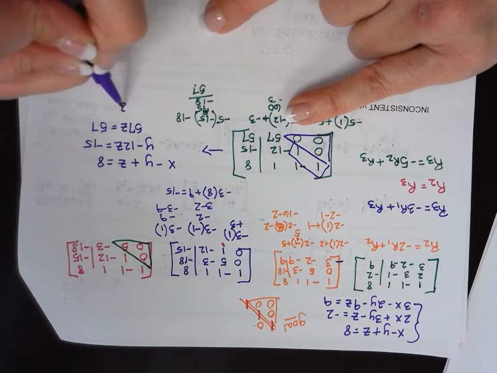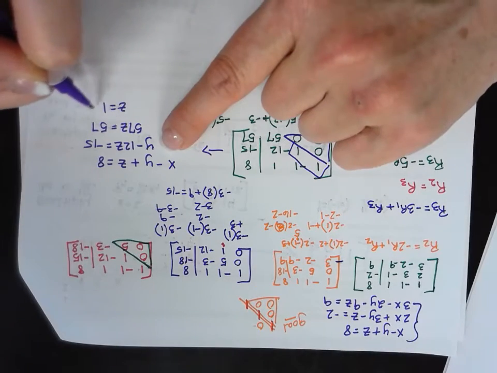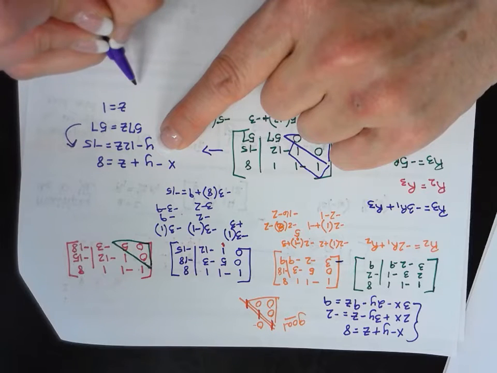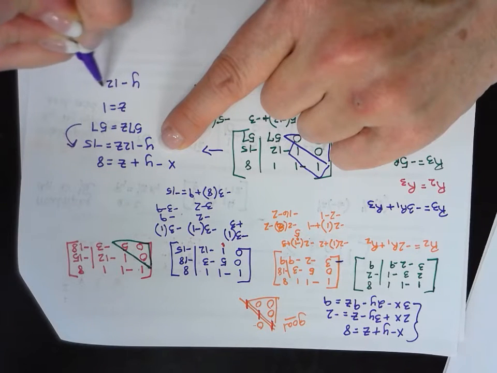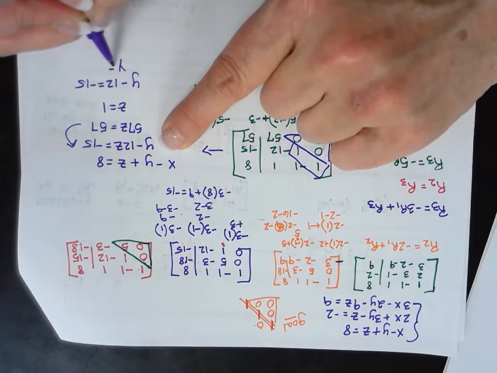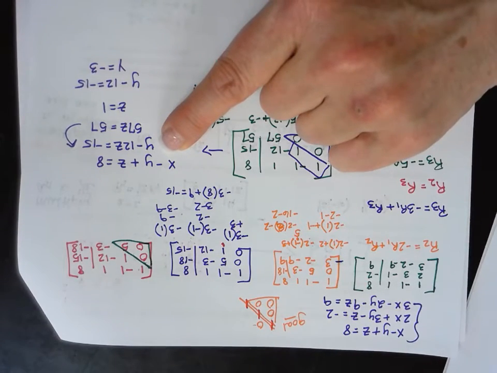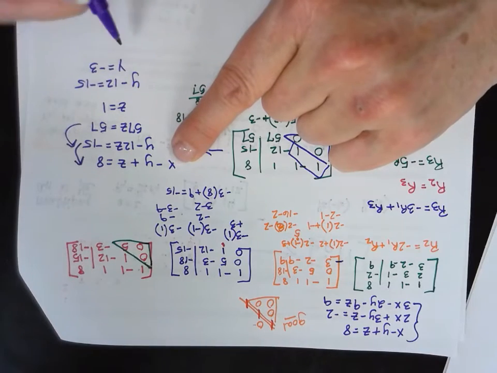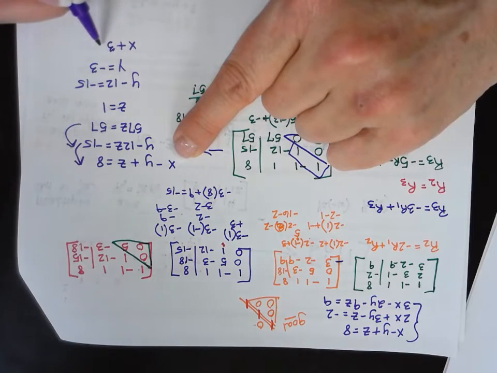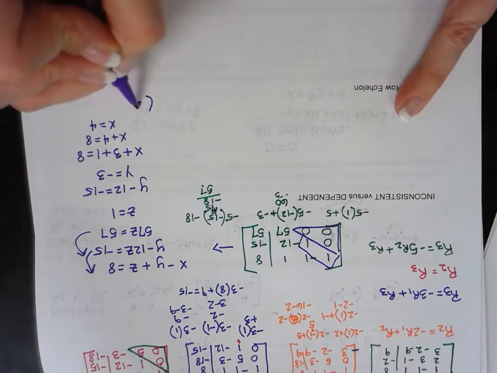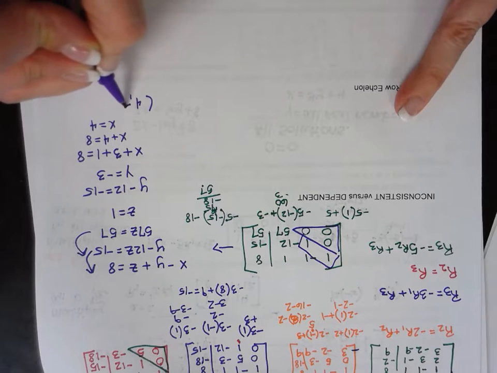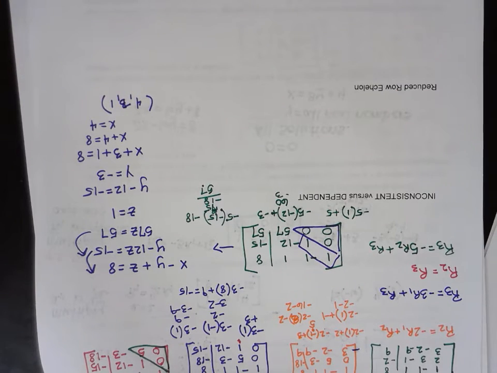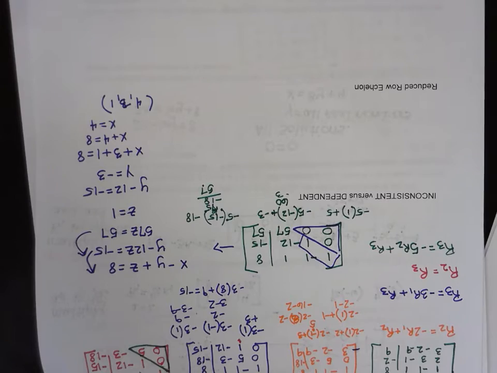Okay, so what's z equal to? 1. Then move back up to the equation. So y minus 12 equals negative 15. So y is going to be negative 3. Move back up to the top one. x plus 3 plus 1 equals 8. And x is equal to 4. So 4, negative 3, and 1 ends up being the answer to our system.